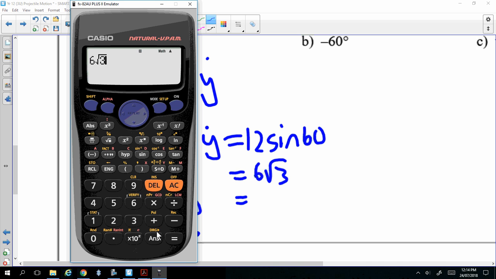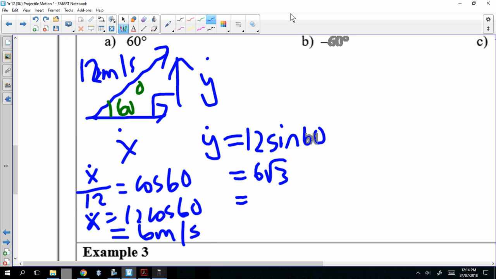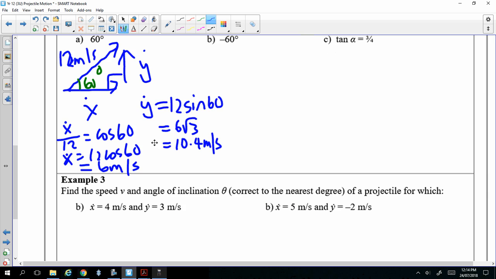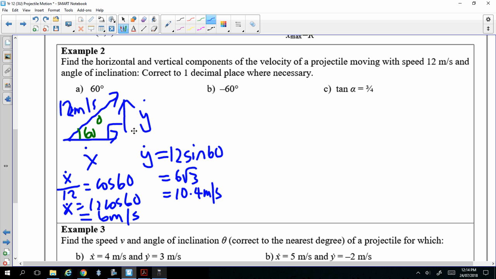Now, why do I want to work out in decimal? So you can compare with the actual velocity. Notice both the horizontal component and the vertical component of the speed are both smaller than the actual speed. So while it's thrown at 12 meters per second, it's only moving forward at 6 meters per second, which is half of the speed that it was thrown. And it is rising at 10.4 meters per second. Okay, so we need to know the difference between the components of velocity and the actual speed of the ball. Okay, all right, let's move on to the next question.